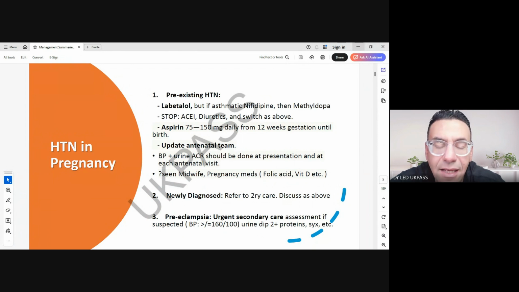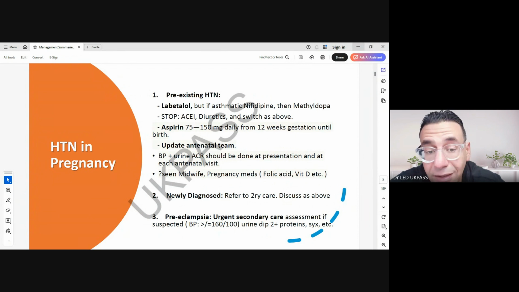Okay, but the first thing we tend to start patients on is labetalol. But again, if there are contraindications, then the next step is going to be nifedipine, then methyldopa. We need to stop any other medications the patient is on, mainly ACE inhibitors and diuretics, and the patient needs to be started on aspirin 75 to 150 milligrams daily from 12 weeks onwards.